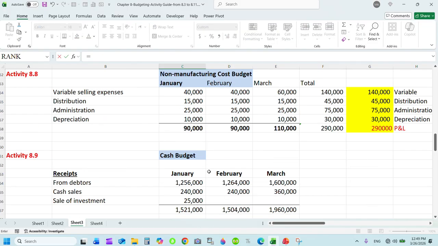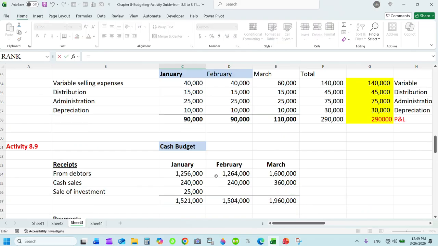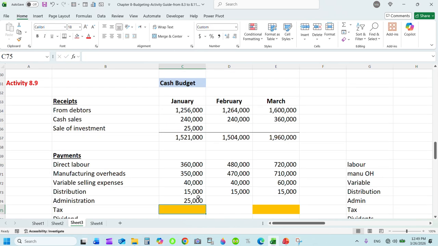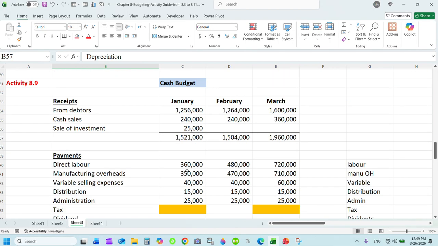Distribution expenses, we can put it like this. Administrative expenses, we can put it like this. And this depreciation is non-manufacturing depreciation. Anyway, depreciation does not come under the cash budget.